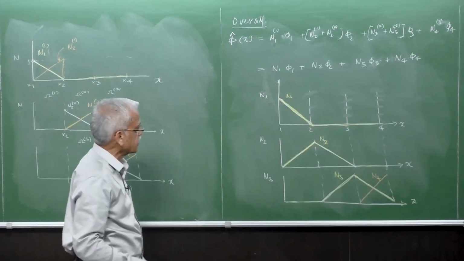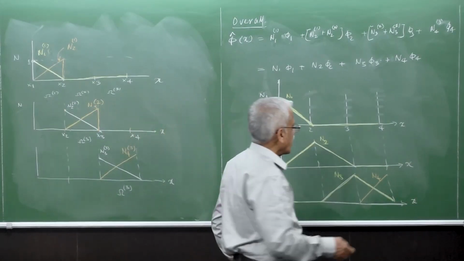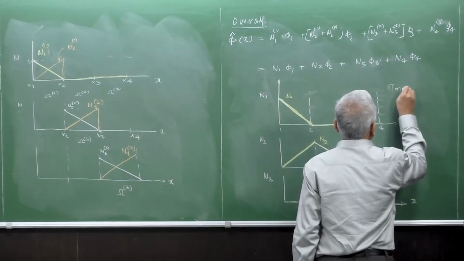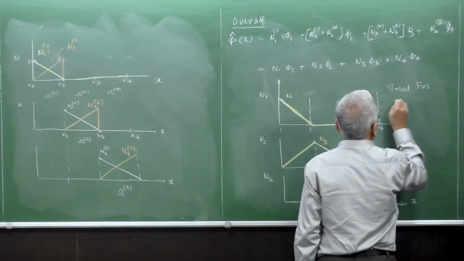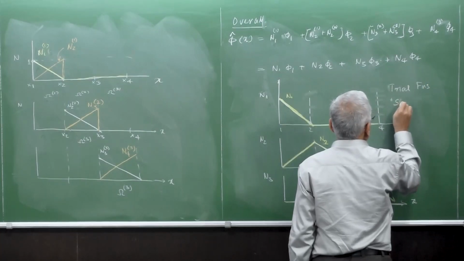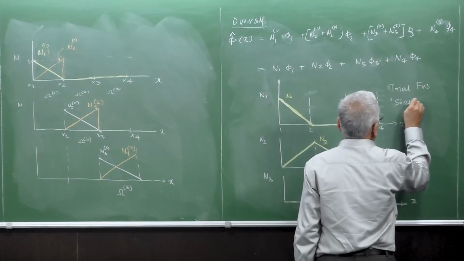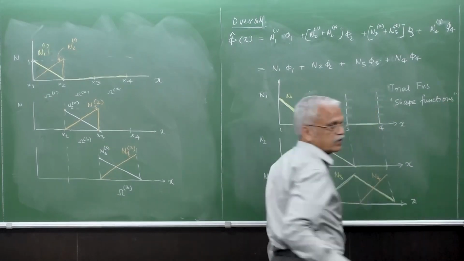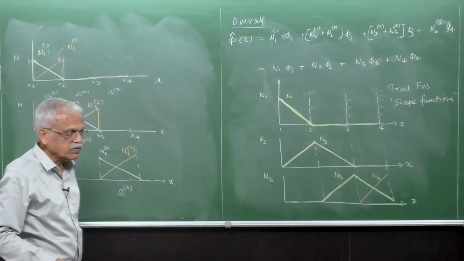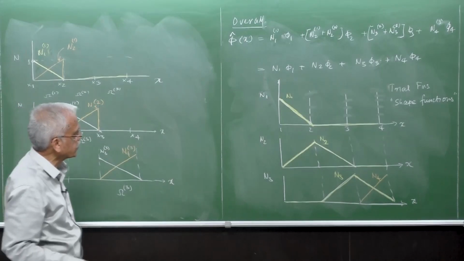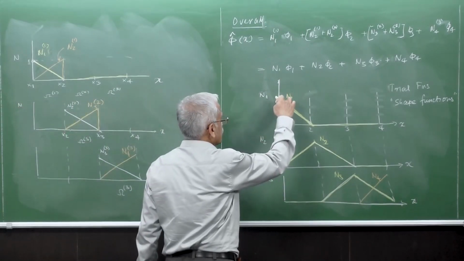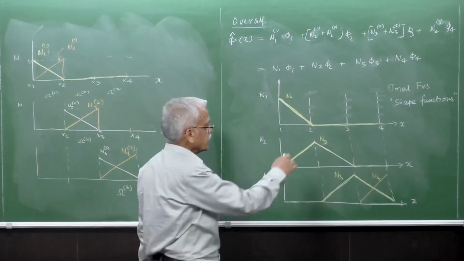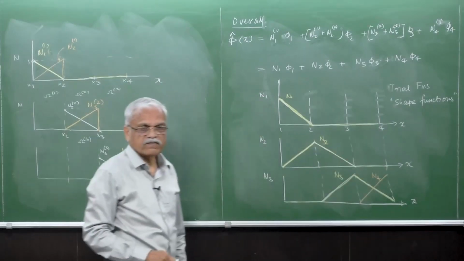Okay, so these are called trial functions, or the common terminology here is shape functions. These are all called the shape functions. One important feature of these is that N1 goes from 1 at node 1 and goes to 0 at the neighboring node, and 0 everywhere else.